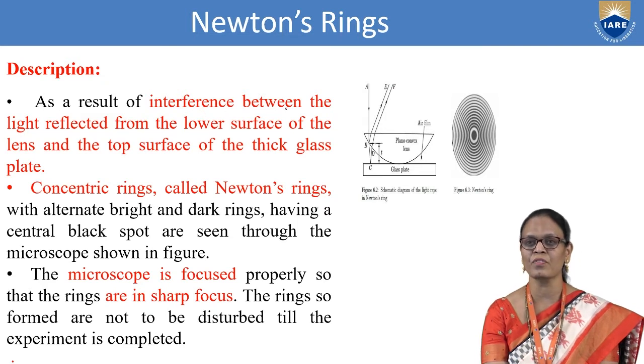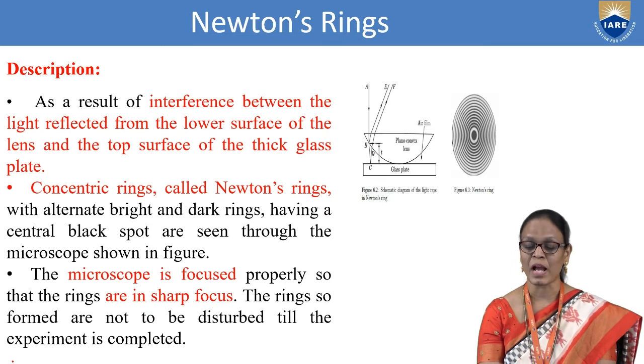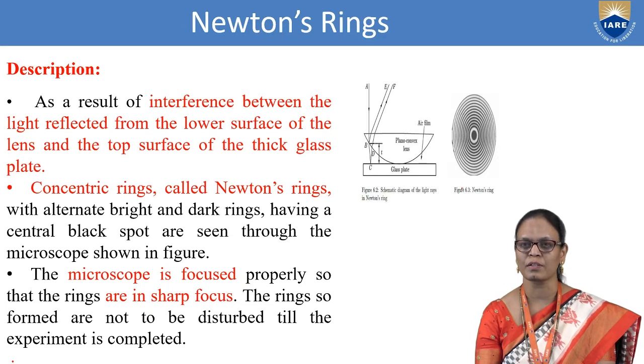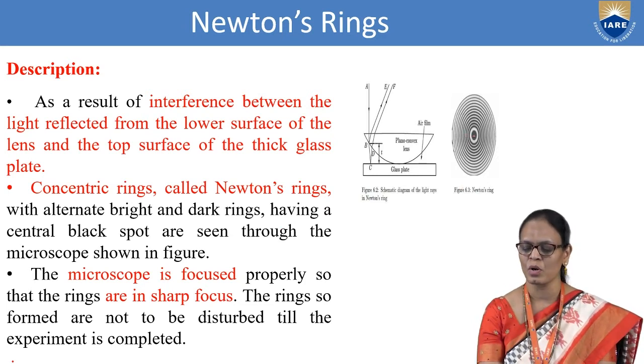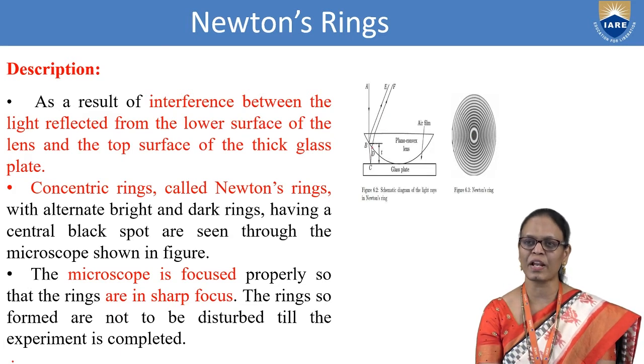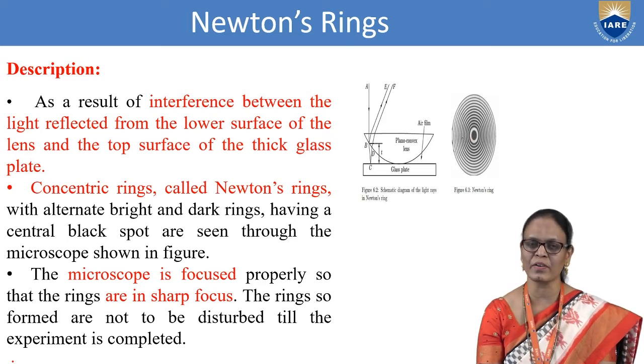That is, as a result of interference between the light reflected from the lower surface of the lens, that is BE, and the top surface of the thick glass plate, that is DF, there will be interference, and because of the interference we get concentric rings called the Newton's rings. So you can see the rings formed here. You will see this pattern when you view it from the microscope. You will see rings of this type, which we call Newton's rings, after the name of the scientist Newton. So it consists of a central dark spot. Why? Because we are seeing these rays in the reflected light. So at the center, what happens? Always they are out of phase and there will be destructive interference. So the central portion is always dark.